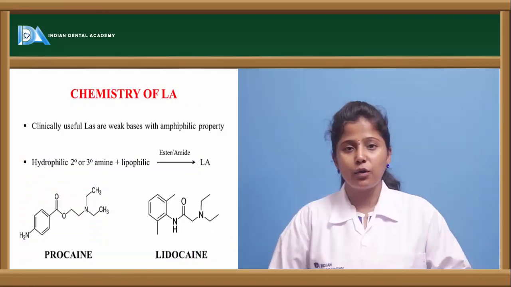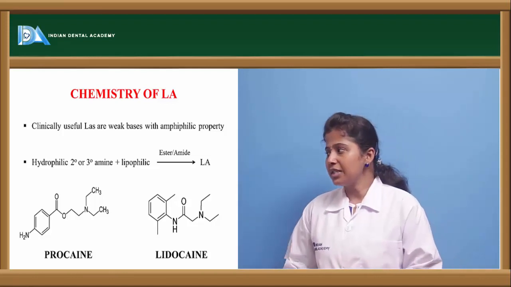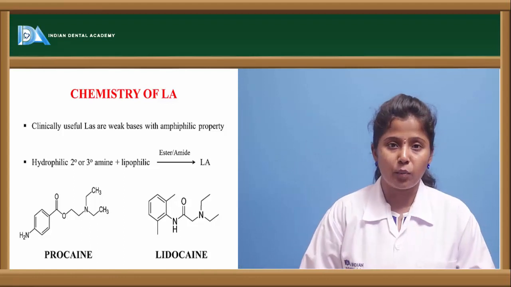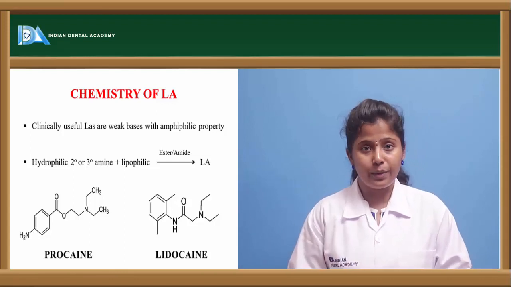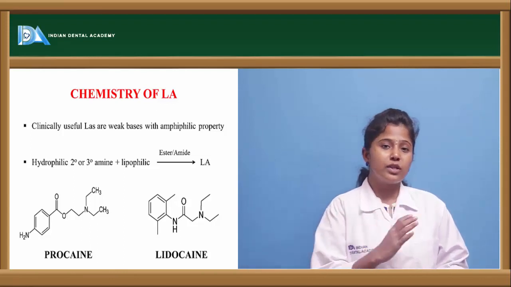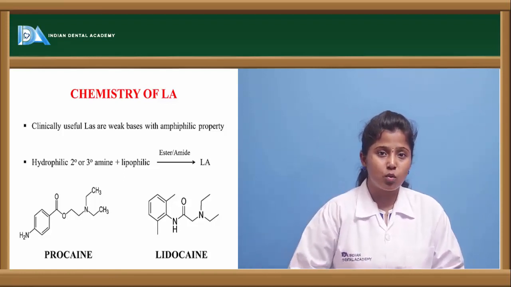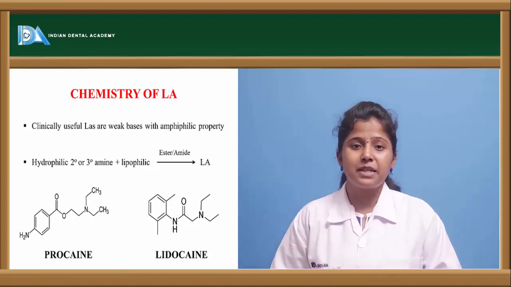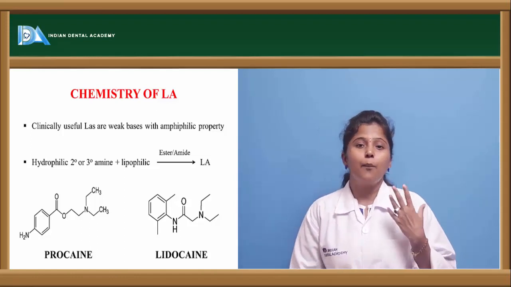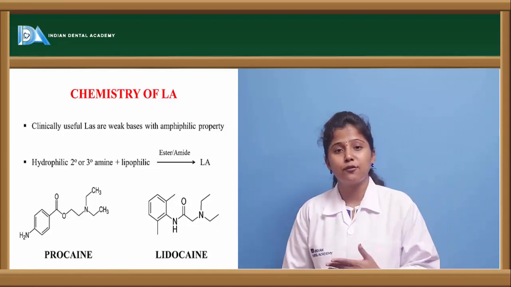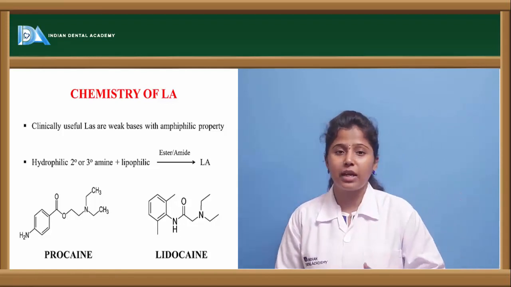Let us see the chemistry of the local anesthetics, how structurally these local anesthetics are. These local anesthetics have an amphiphilic property. Amphiphilic means that in their structure they have both hydrophilic and hydrophobic elements. Hydrophobic are those which are water hating; they do not have affinity towards water. Whereas hydrophilic are the substances or components which are water loving; they attract water easily. So local anesthetics have both elements, and that is the reason they are called amphiphilic.